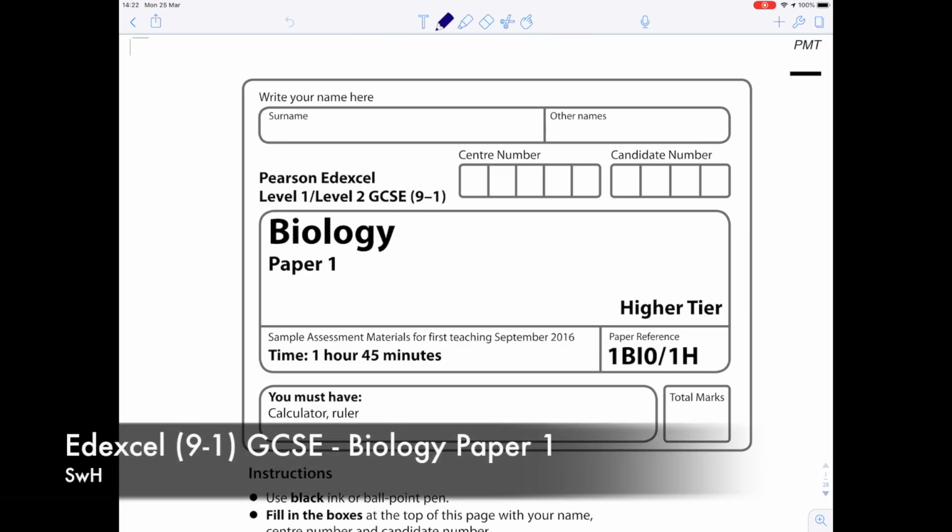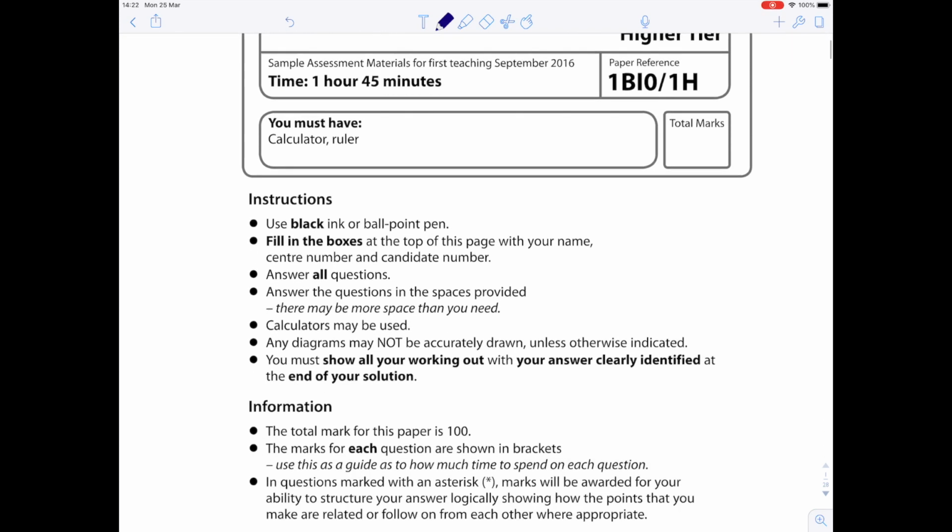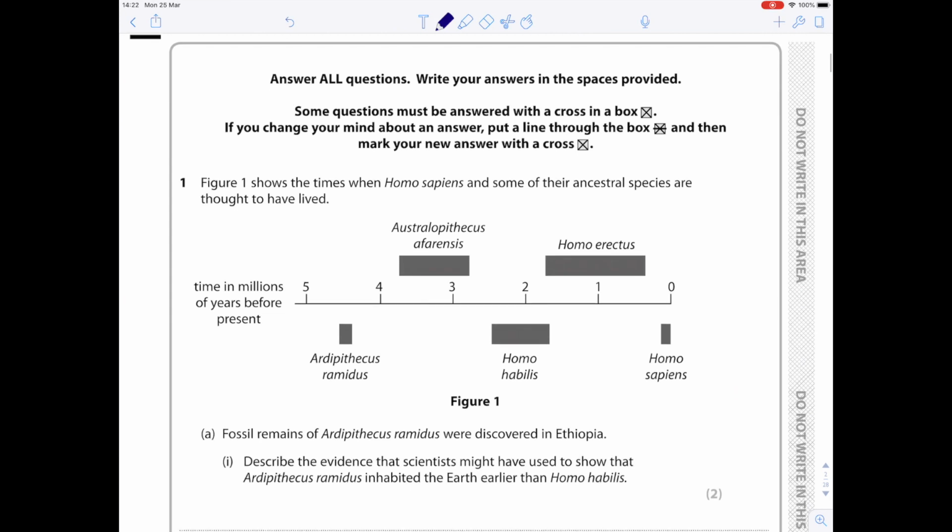Today I'm answering this Edexcel Biology 9-1 GCSE paper. It's a specimen paper, paper 1, and we're going to be doing a complete exam walkthrough, so I'll be writing all the answers in as well.